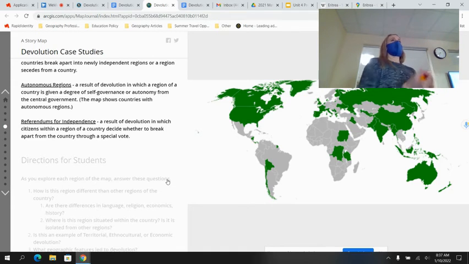In 2000, now I'm going to get the date wrong, early 2010s, which country or which region of Great Britain, of the UK, voted on their own independence? You guys were young back then.